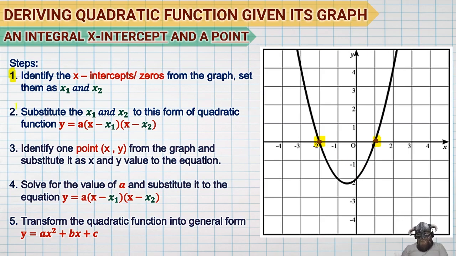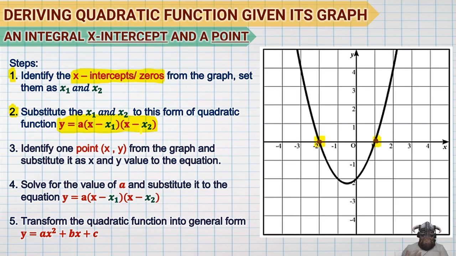Second, is for us to substitute this x sub 1 and x sub 2 to this form of the quadratic function y is equal to a times the quantity x minus x sub 1 times the quantity x minus x sub 2. So, bakit yan yung form na gagamitin natin? Ito ay dahil this x minus x sub 1 times x minus x sub 2, those two forms are considered as the factors of a quadratic function. And that is coming from the x-intercept and zeros of your given parabola or of your given graph of quadratic function.